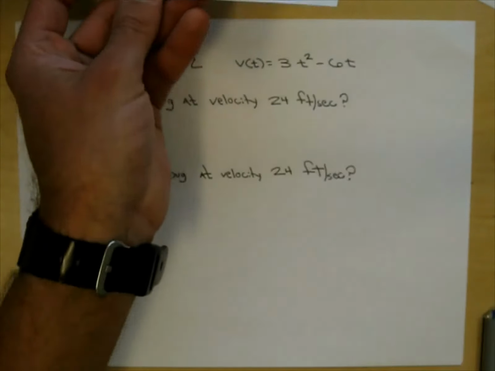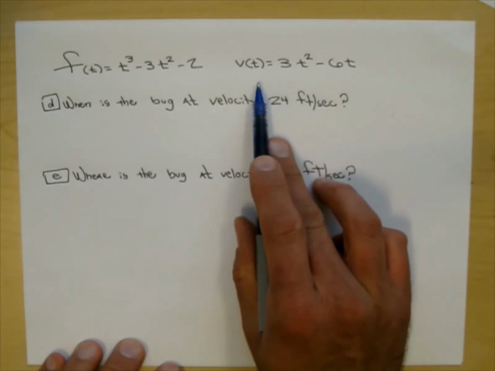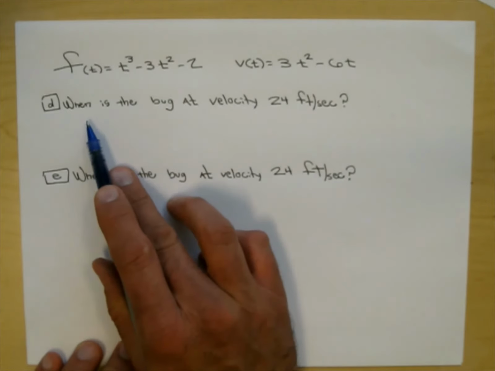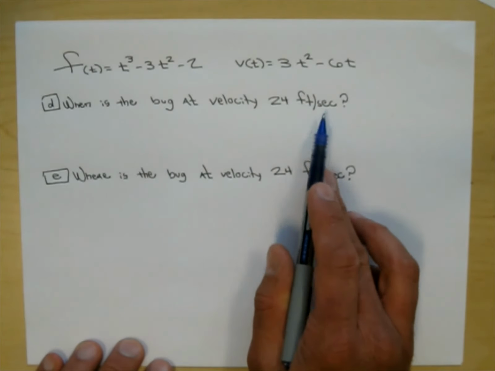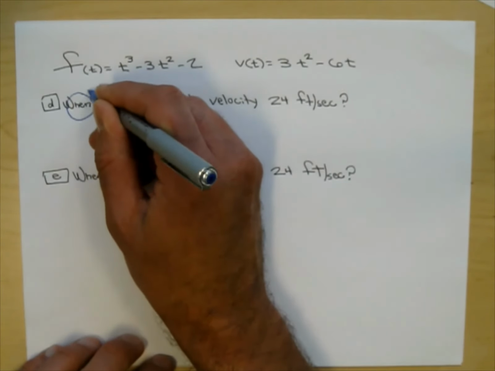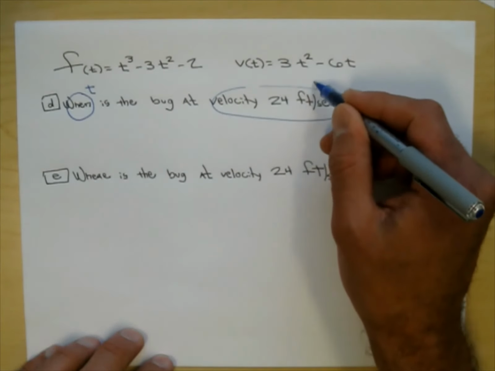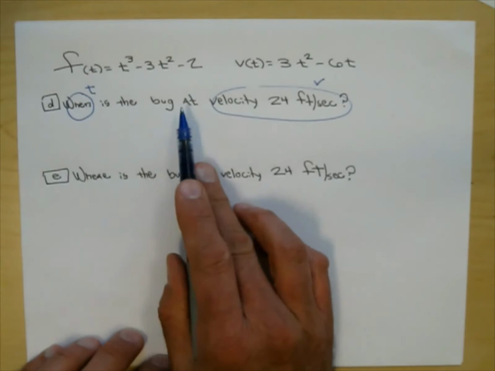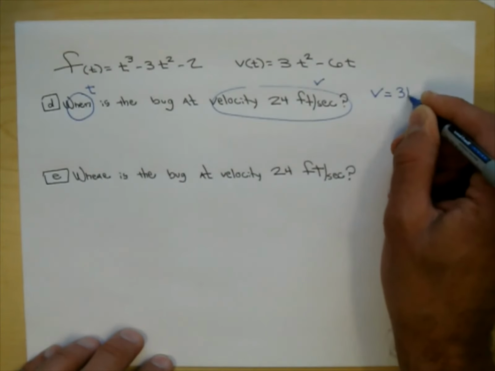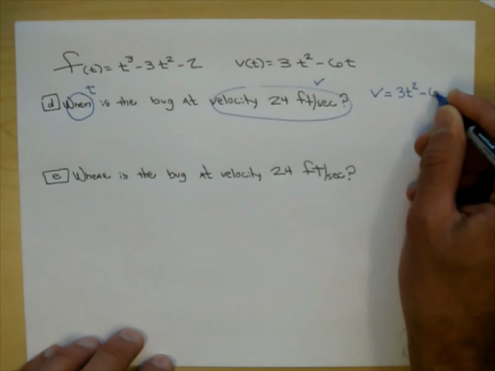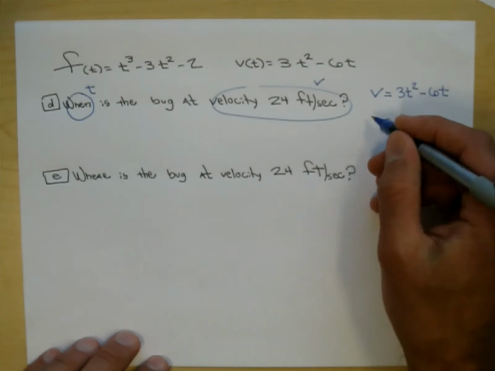D and E. So here is your position function. Here is the velocity function that we put for answer A. When is the bug at velocity 24 feet per second? So when, we're looking for time. 24 feet per second, it tells you right there that that's v. So we are going to use the equation that has v's and t's in it. So this is the one that says v equals 3t squared minus 6t. So we replace the v with 24.